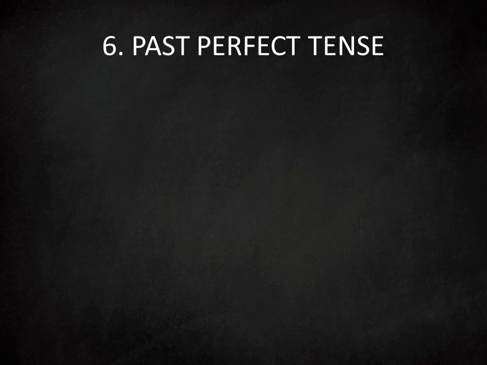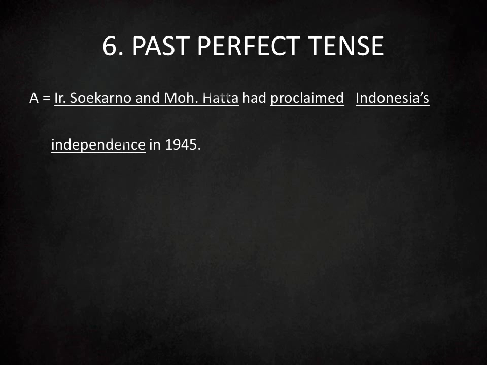The next one is past perfect tense, used to say something that had been done in the past. For example, Insinyur Soekarno and Muhammad Hatta had proclaimed Indonesia's independence in 1945. Exchange the subject and the object.